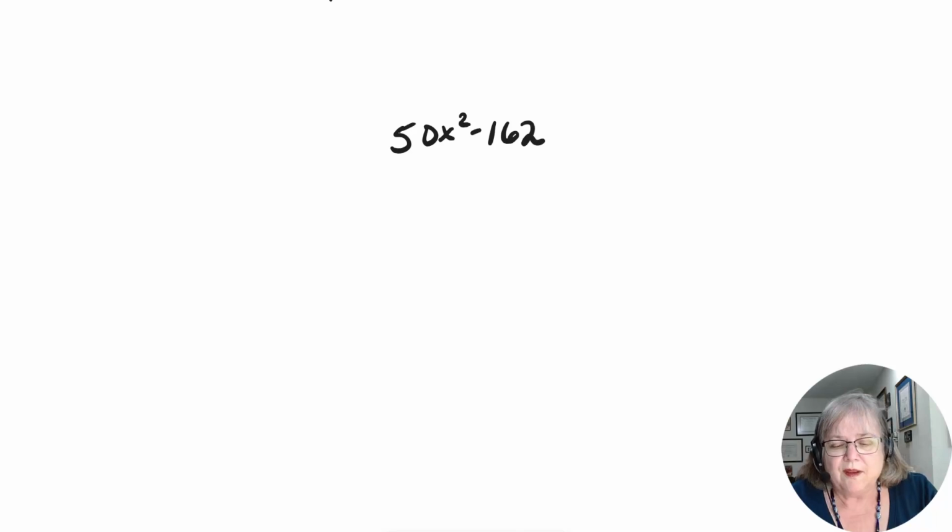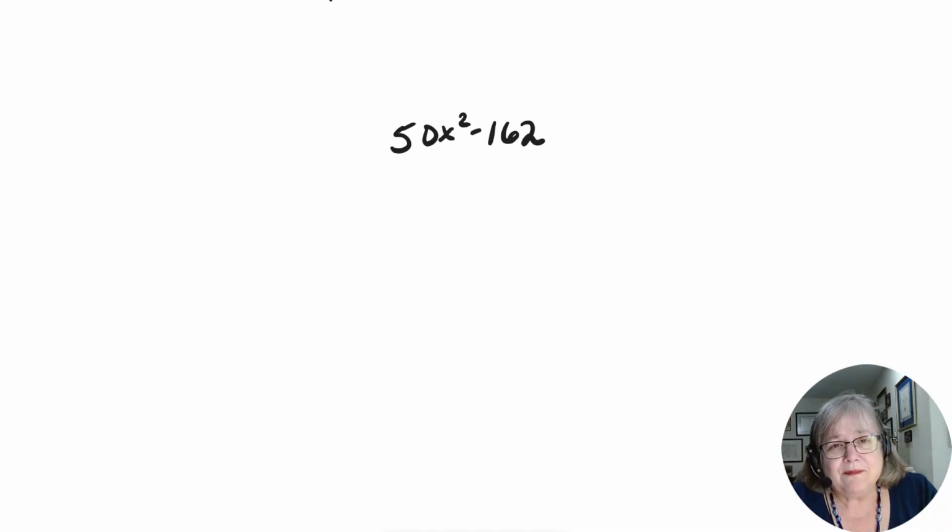All right, let's look at 50x squared minus 162. And what's the first question we should ask? It should be, is there anything in common to factor out? Well, while I'm looking for that, it would be really nice if they were two squares, because that x squared makes me think that maybe it's a difference of two squares because I've got a difference in two terms there.